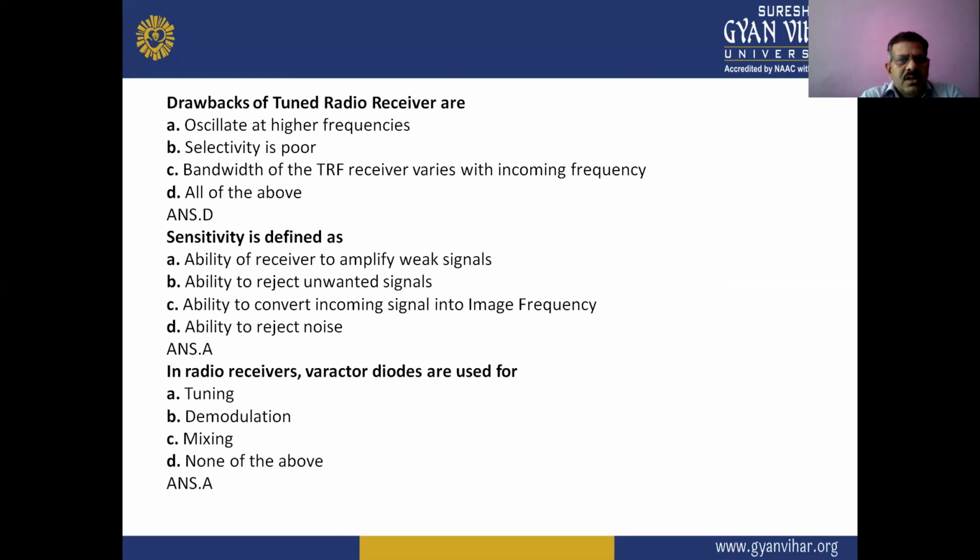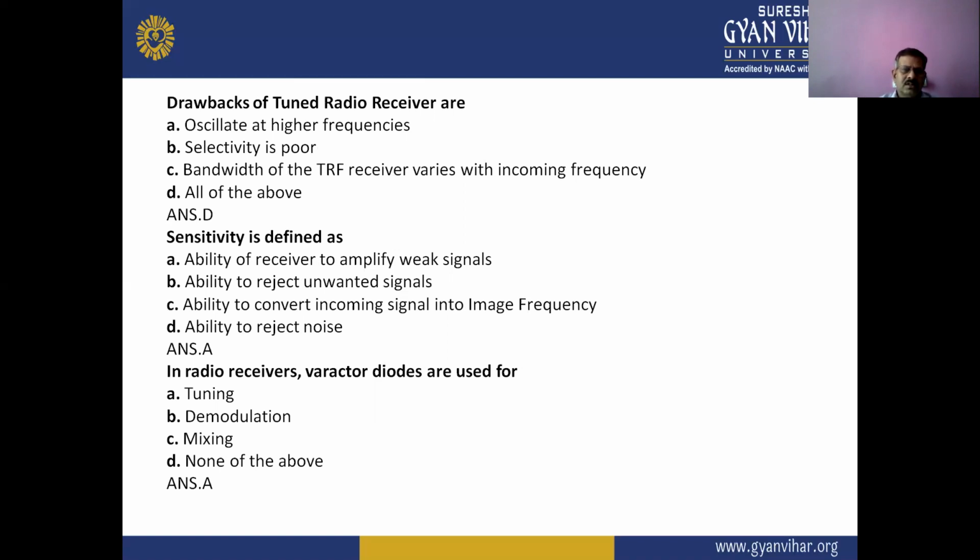It means the drawbacks of tuned radio receivers are: oscillation at high frequency, this is a drawback. Selectivity is poor, this is also a drawback. And bandwidth of the TRF receiver varies with incoming frequency. So this is also a drawback of the tuned receiver.